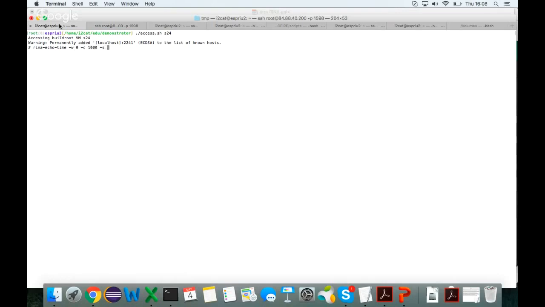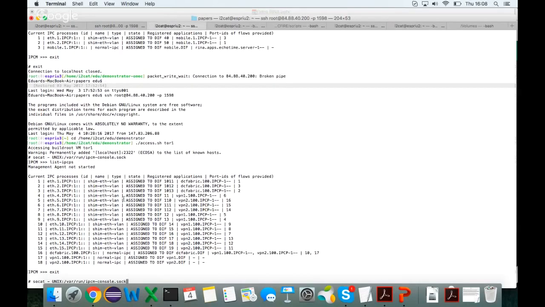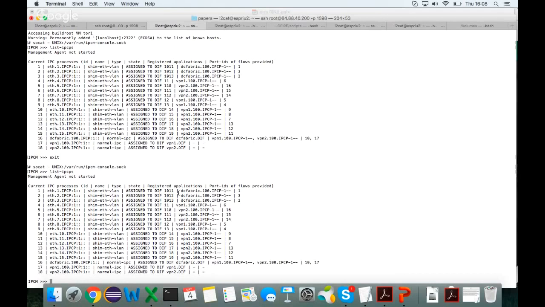Which will do 1,000 pings with this packet size, and we see that it's doing the pings, and so on. So if we look here, here is another node, another virtual machine in this configuration that I have accessed, and I'm just going to show the console to be able to see. So what we have here is that each line is an IPC process, or an instance of a different DIF, and these are all shim IPC processes, so special adapters that allow us to put RINA on top of Ethernet. So this is on top of all these different interfaces.